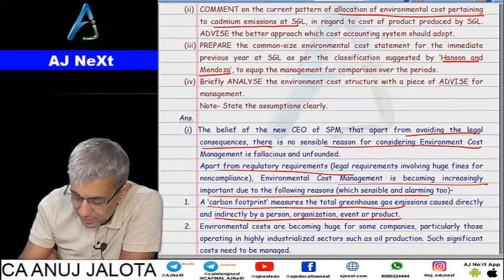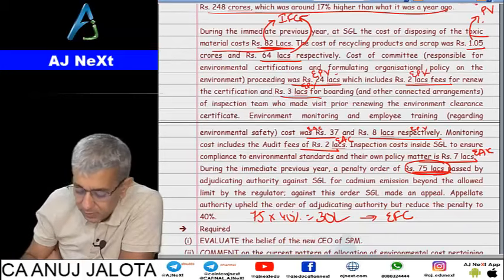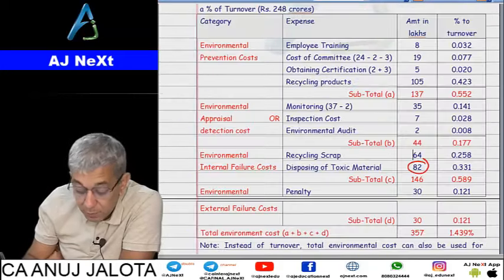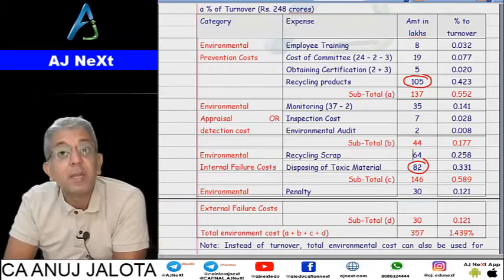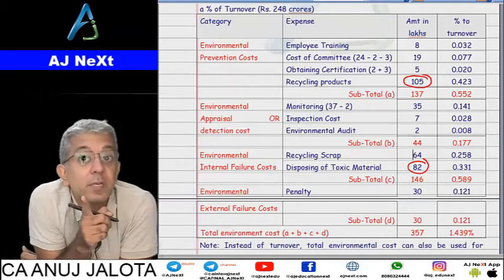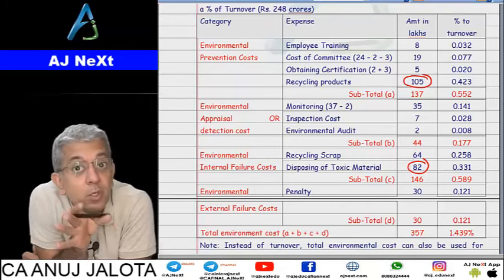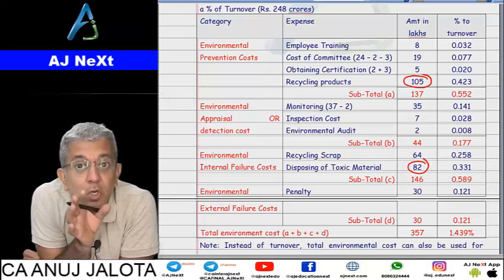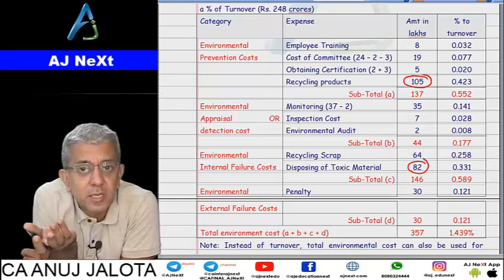Okay, then what all is there? Then recycling products is 1.05 crores. Recycling products is nothing but, in this case, your environmental prevention cost. With what logic, beta? The logic is that if you recycle your old products, you will not make the new products much. So automatically the pollution caused by the making of the new products will be stopped.